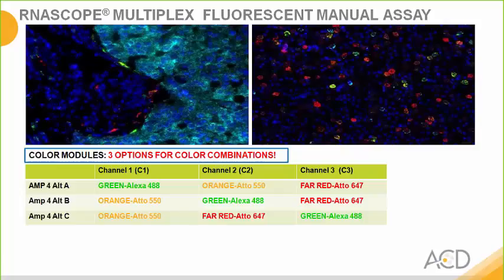For example, AMP4 Alt-A would show the C1 probe in green, or the Alexa 488 dye. It would show the C2 probe in orange, or the Atto 550. And it would show the C3 probe in far red, or the Atto 647. Please note you only need to choose 1 color module when running the assay.